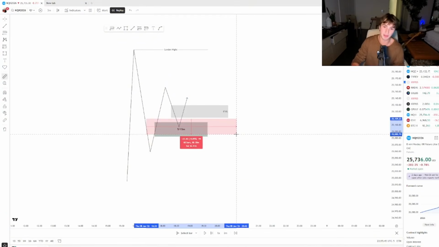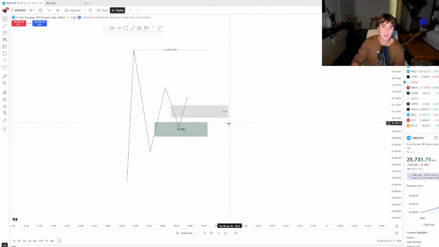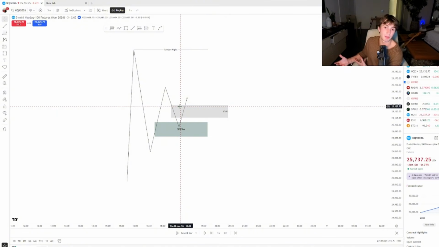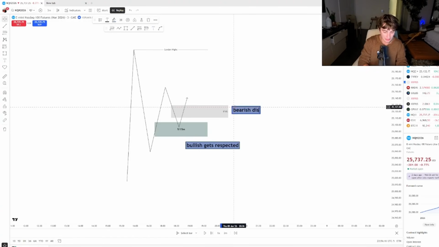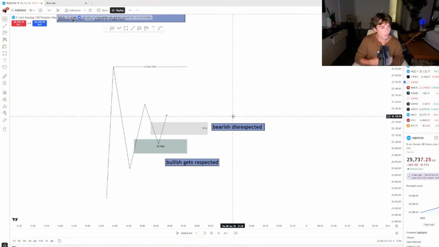I think this fair value gap's going to push price higher. Well, how do you confirm it? Inversions. And then you see that respecting a bullish PD array turns into disrespecting bearish PD arrays. In other words, respecting a bullish fair value gap ultimately ends up in disrespecting a bearish fair value gap. Do you see what I'm trying to say here? The bullish gets respected through the confirmation of the bearish getting disrespected. And so there's an exchange that goes on there. And that's how you build confirmation. That's how you build probability in your favor.